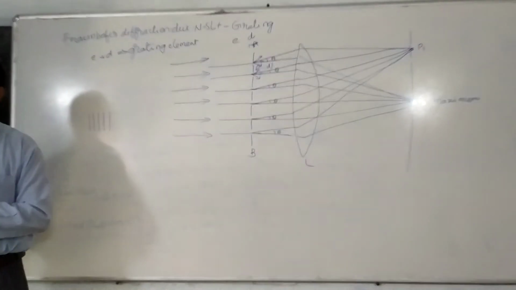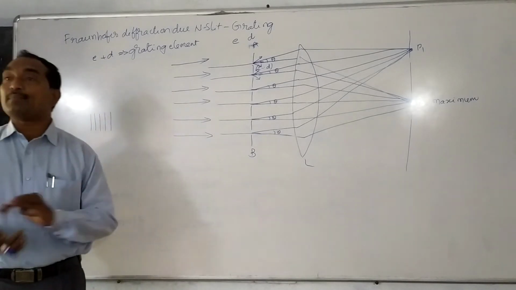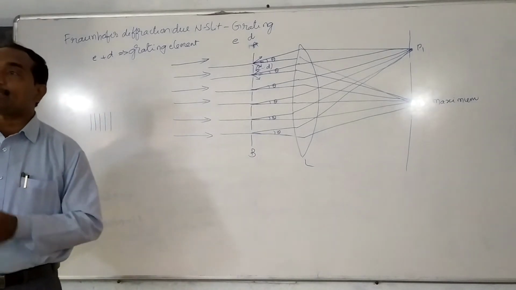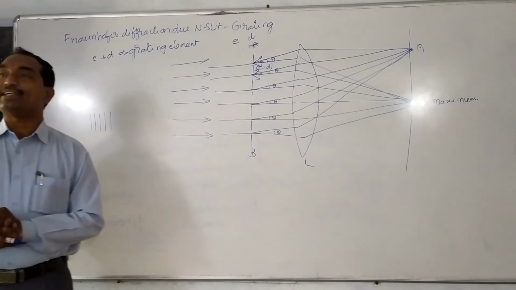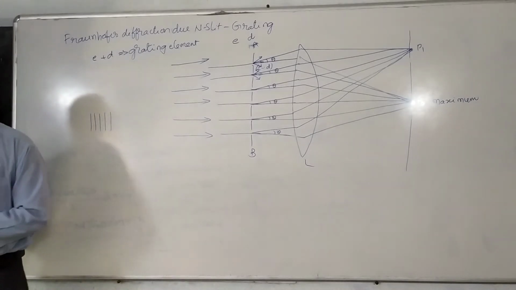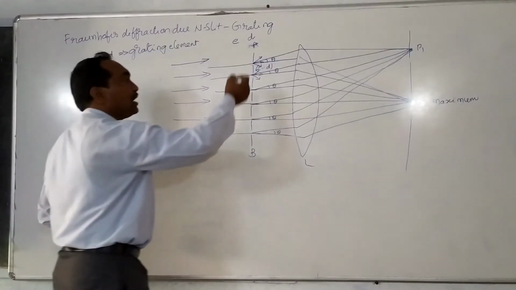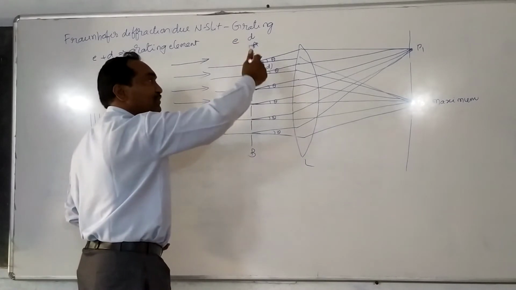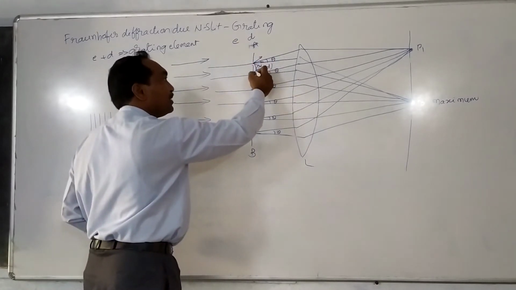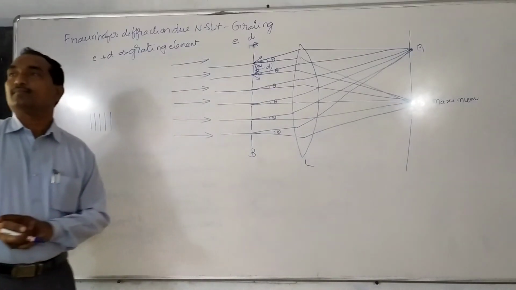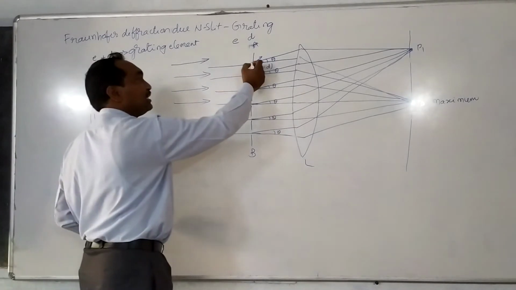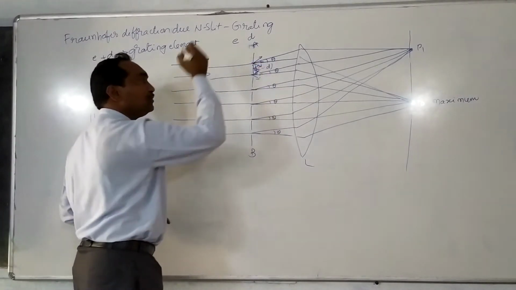Now, what is the phase difference? What is the resultant amplitude? What is the resultant intensity? These are to be determined ourselves. So, as we discussed in the previous question, to determine the phase difference between those two, we draw a normal here. If the angle of diffraction is theta, this angle is also theta.